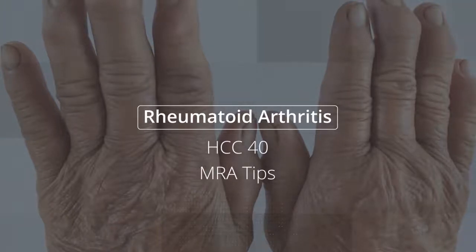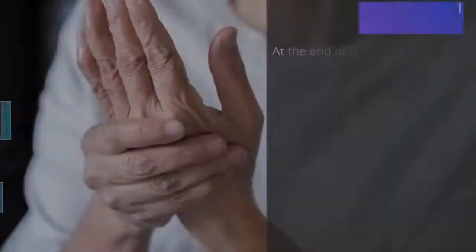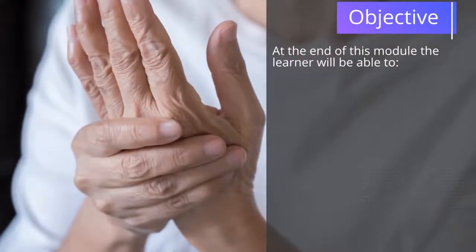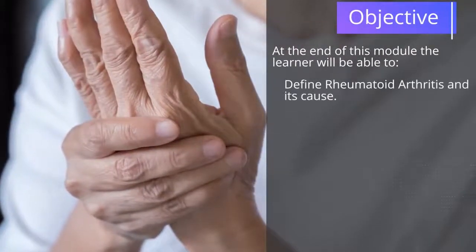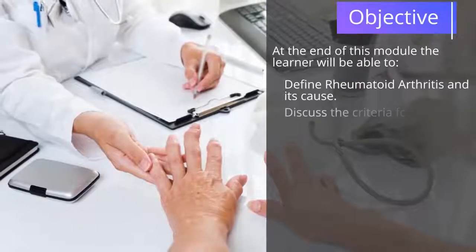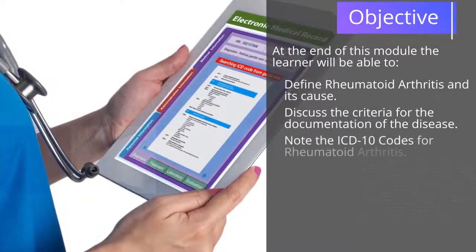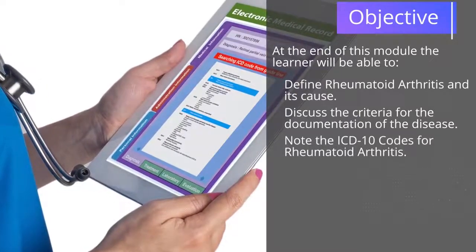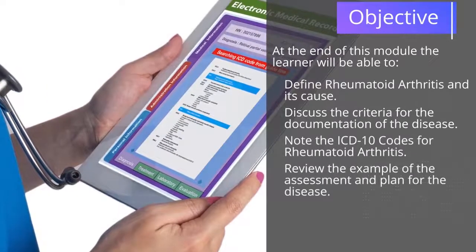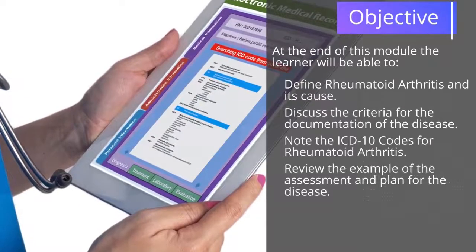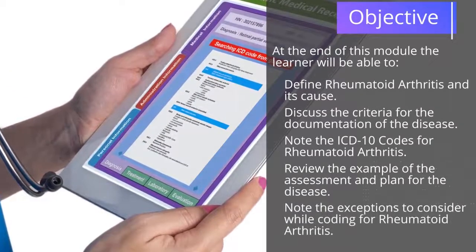This module has been developed specifically for MRA reviewers as a refresher on diagnosis criteria, documentation, and coding of rheumatoid arthritis. At the end of this module, the learner will be able to define rheumatoid arthritis and its cause, discuss the criteria for the documentation of the disease, note the ICD-10 codes for rheumatoid arthritis, review the example of the assessment and plan for the disease, note the exceptions to consider while coding for rheumatoid arthritis.